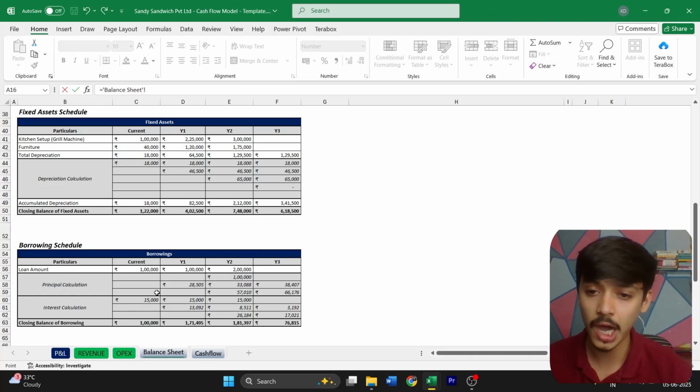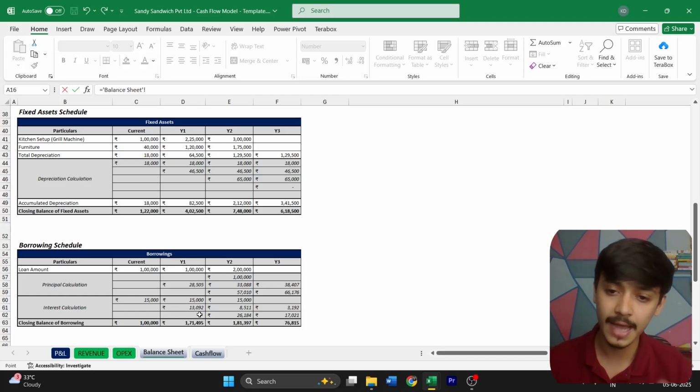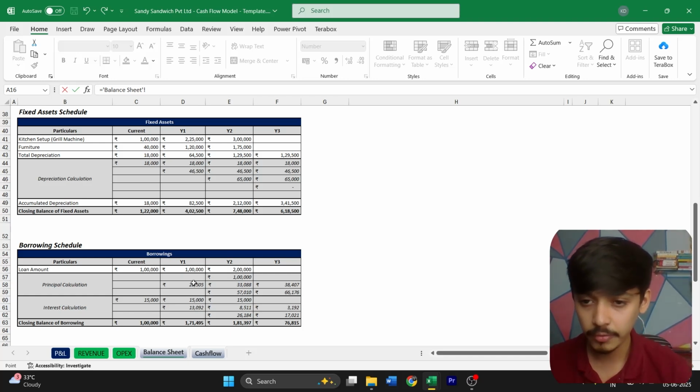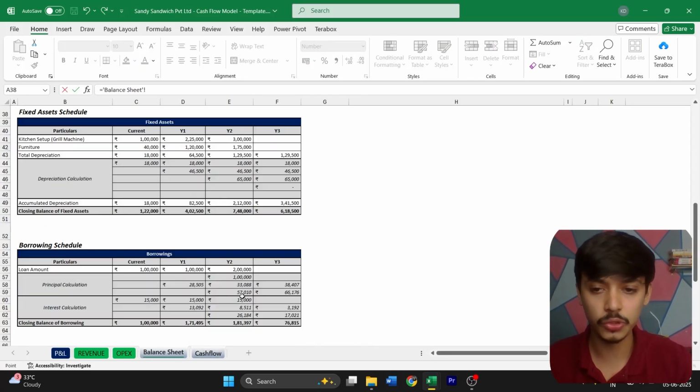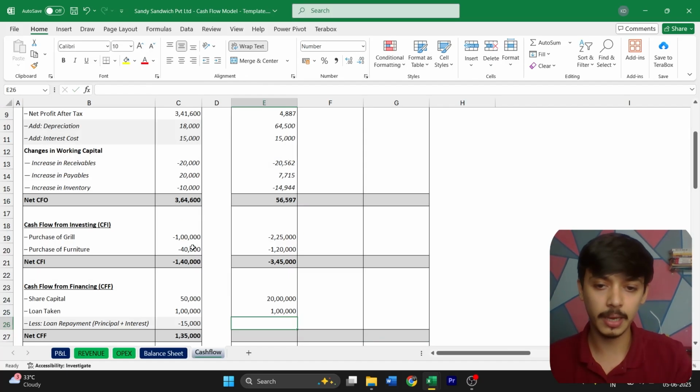But this year we are paying the previous year's interest, that is 15,000. We are paying 28,000 as the current year principal amount, and 13,000 as the interest on the 1 lakh loan that we have taken for the current year. So we have to subtract all these three from the current borrowing. The loan taken will be 1 lakh rupees, that we understood in year 1. So we can plug this directly.